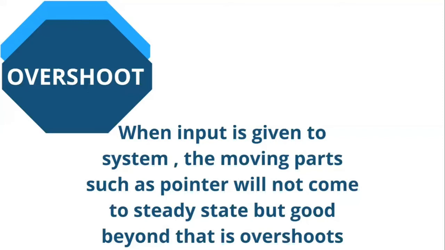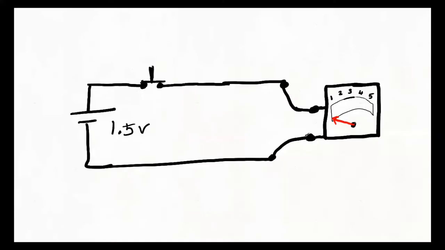So whenever we pick a system, we should make sure this overshoot is low, right? These are all dynamic characteristics. This is a small example of what I just told. Here I'm giving 1.5 volts. If you see, I'm connecting a switch here.